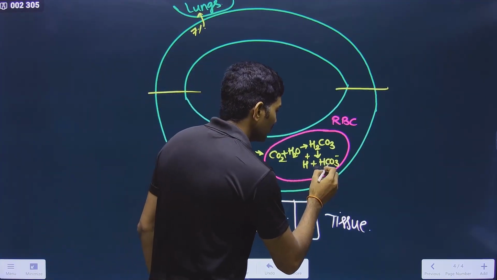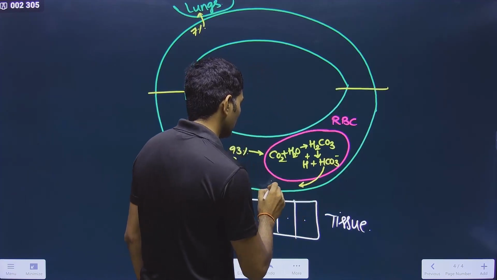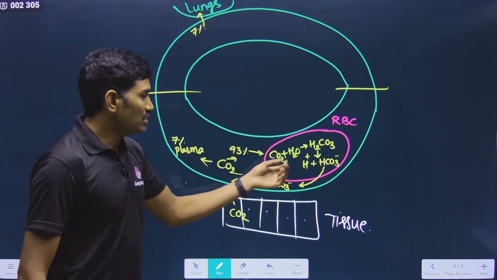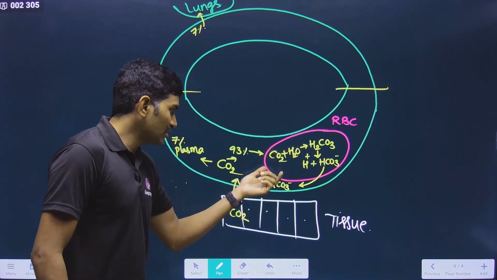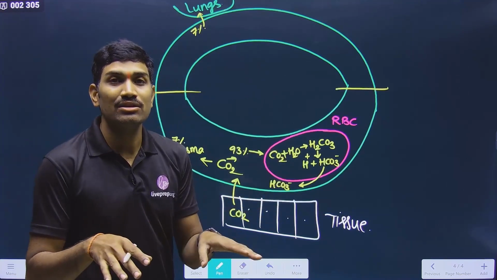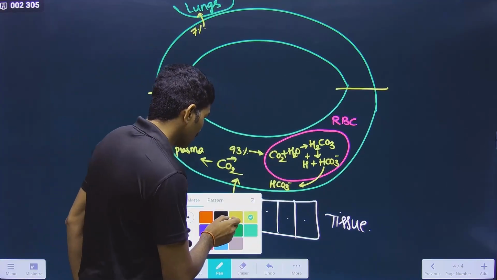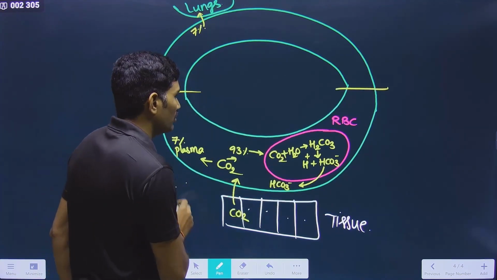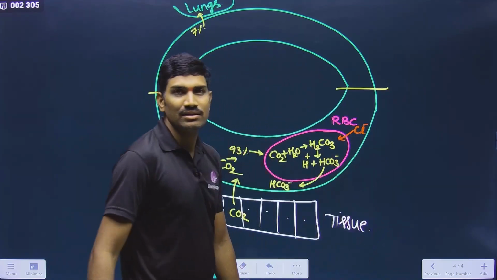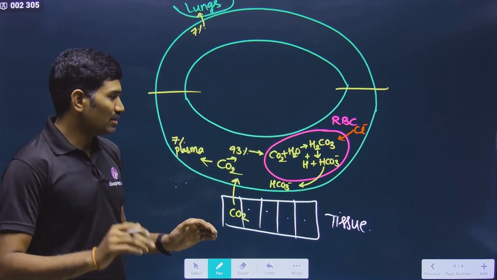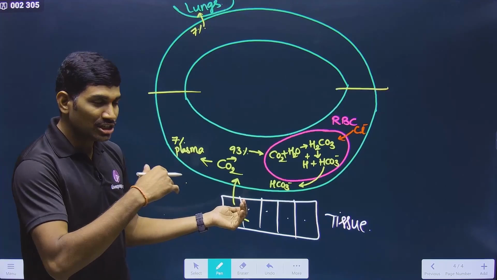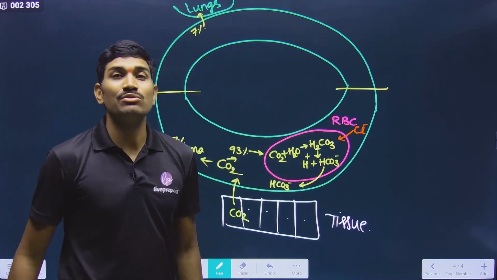And now this HCO3 minus is coming into the plasma. Since one negative ion is coming into the plasma, one negative ion should enter into the cell, then only the charge will be maintained. So who is entering here? From the plasma, Cl minus, chloride ion, is entering into the cell. HCO3 minus is coming out of the cell, and to compensate that charge loss, Cl minus is entering into the cell.